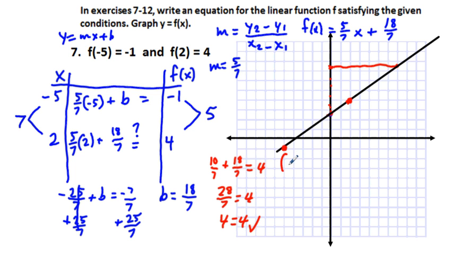So -5, -1. That's a check. And we have 4, 2. Check. So this is checked a couple different ways, our correct answer. Let's go on to problem 9.